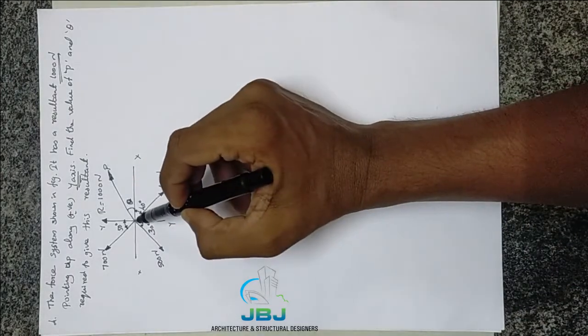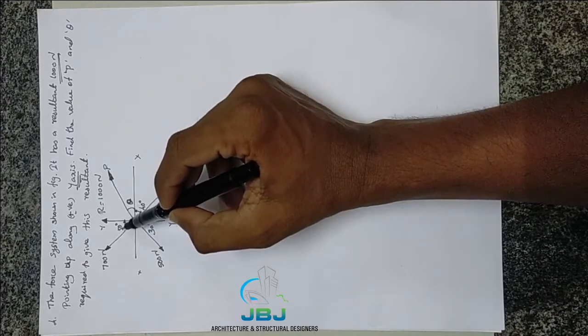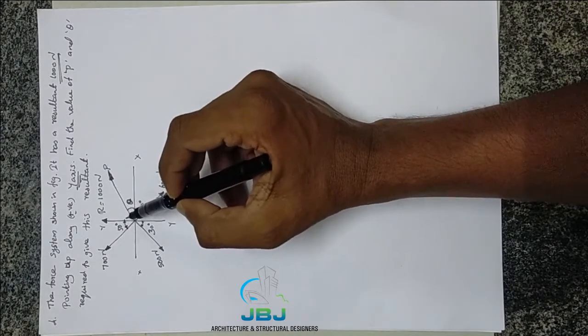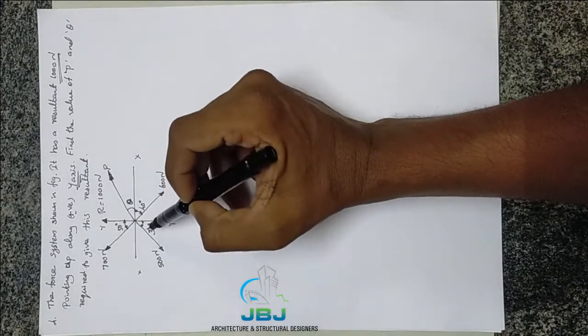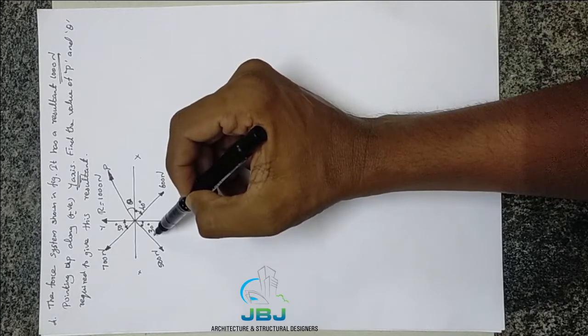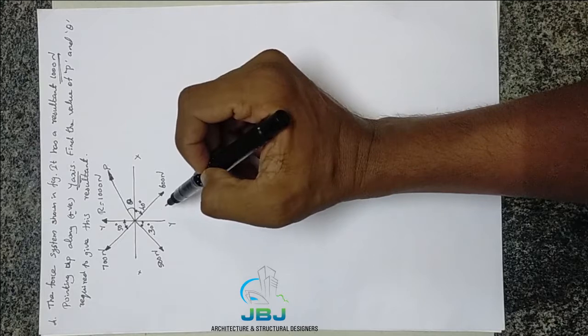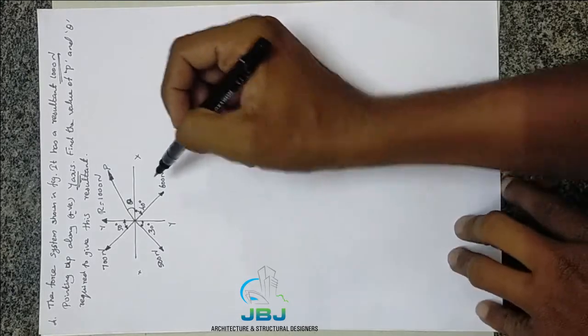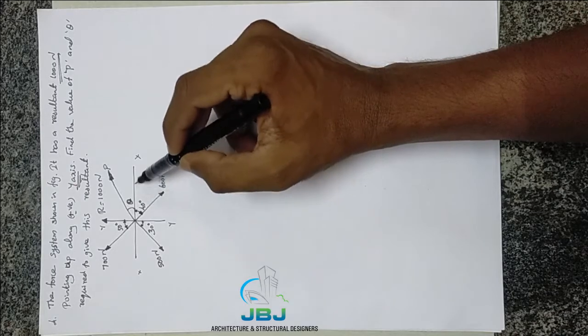Okay, and this force is 700 Newton. From this axis, the angle of inclination of this force is 50 degrees. And then the next force is 500 Newton, at 30 degrees from this axis. And one more force is there, that is 600 Newton, and the angle of inclination of this force is 40 degrees from the x-axis.